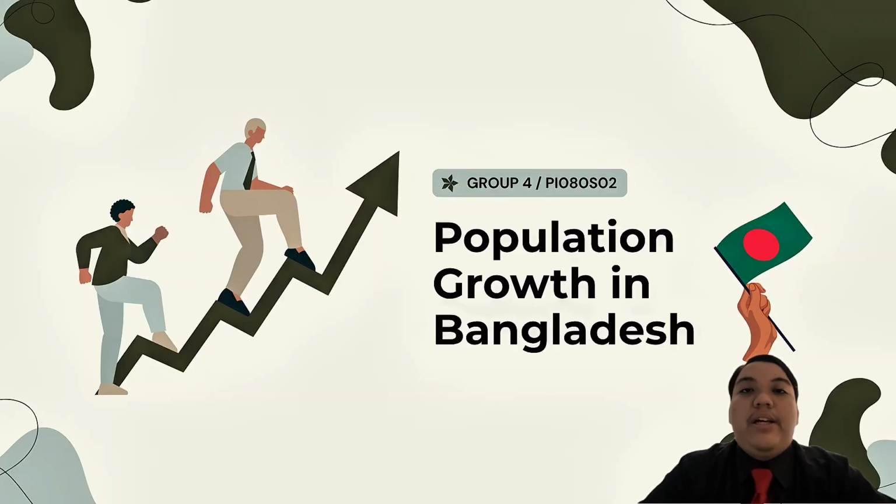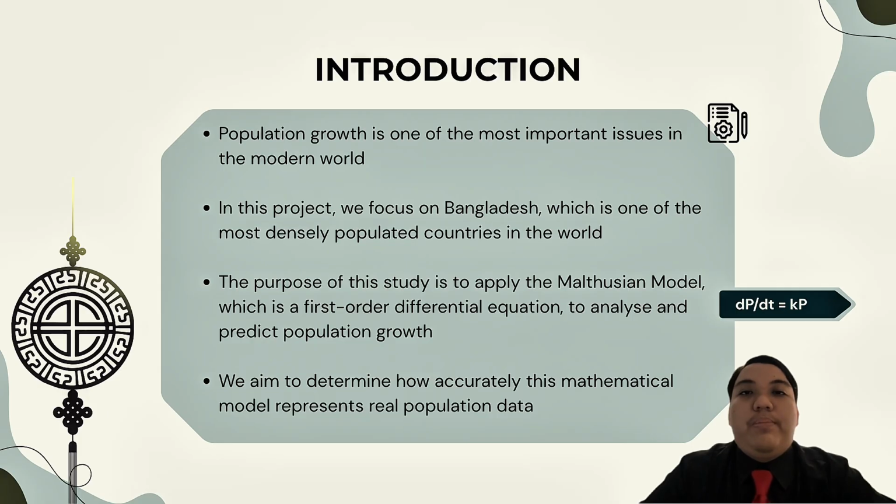Today I will be presenting our study on population growth, which is one of the most important issues in this modern world. In this project, we focus on Bangladesh, a country known for being one of the most densely populated in the world. The main purpose of this study is to apply the MAT097 model, which is a first-order differential equation represented by dP/dt = kP. And finally, we aim to determine how accurate this mathematical model is when compared to the real population data.